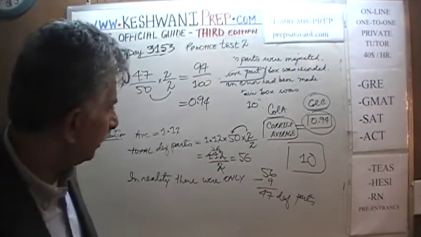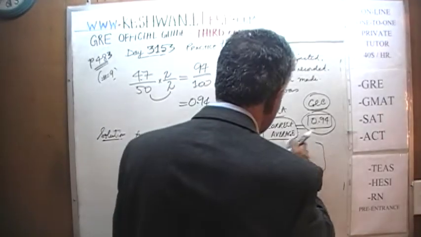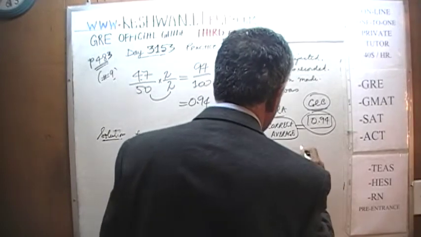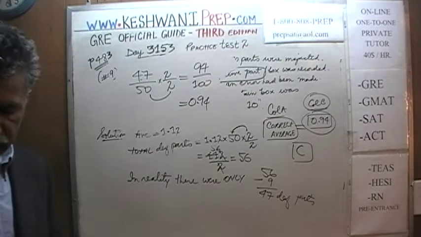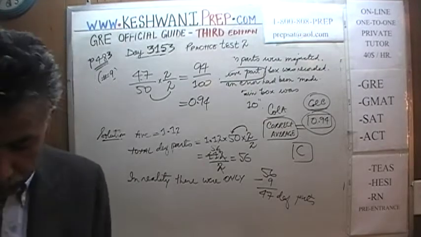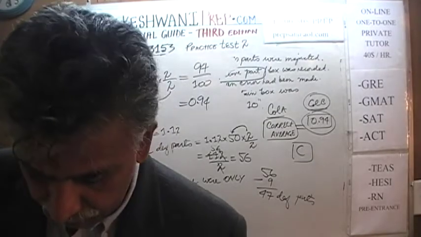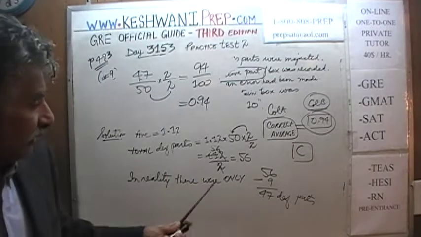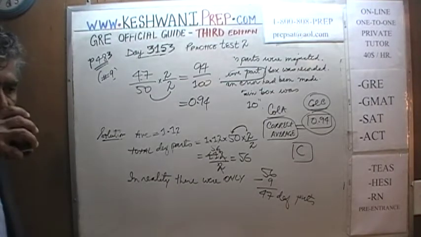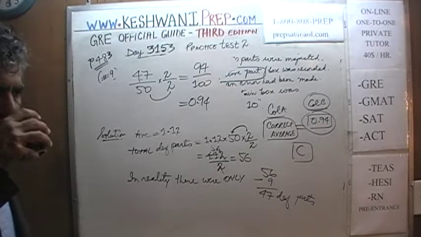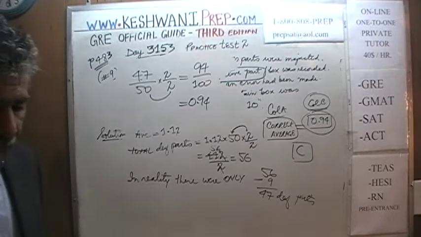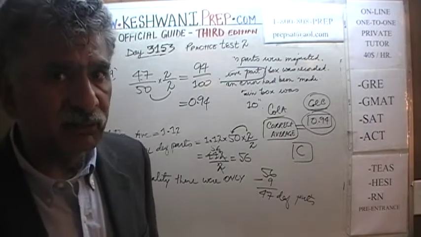The two quantities are equal, and the correct answer is C. That was it. That's how simple it was. I hope that you realize that the way we just finished it, the way we went about it, we really turned it into a saga.